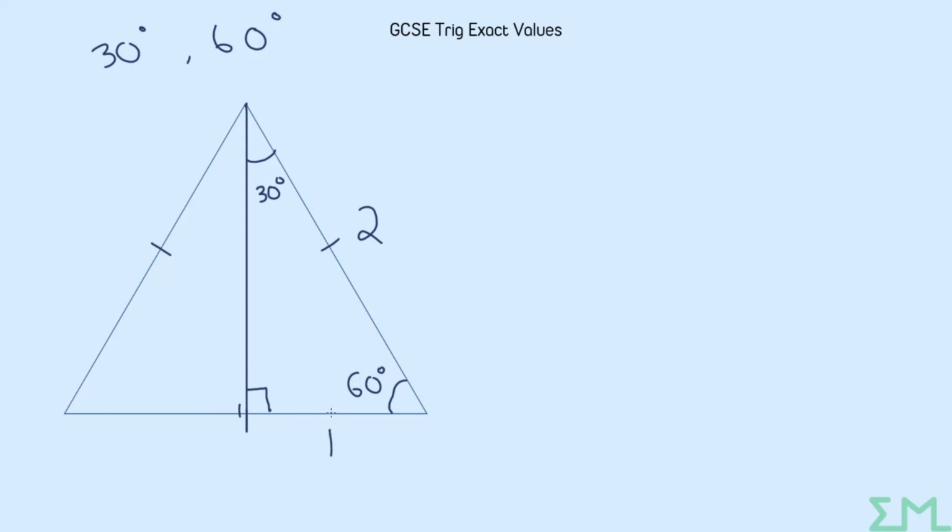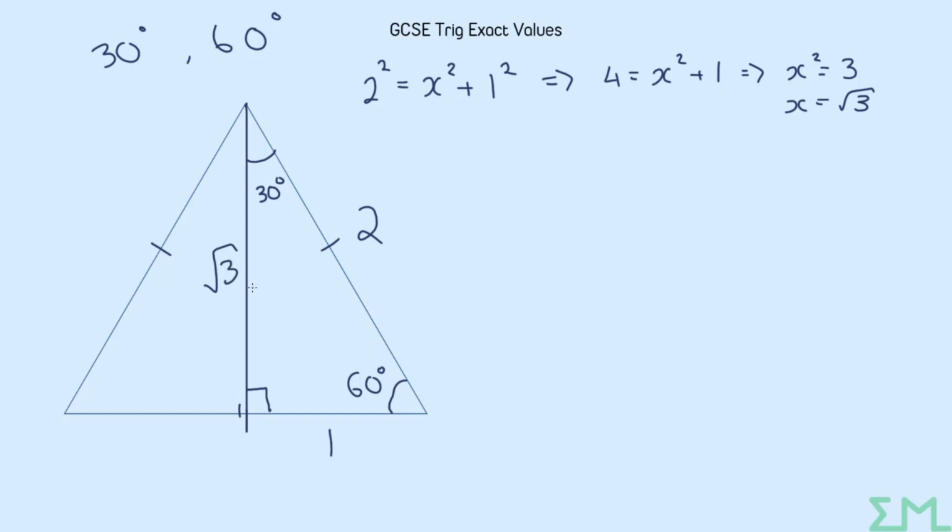And now we're going to need to use Pythagoras again to work out what the remaining side of this triangle will be. So this time we know the hypotenuse, so it would be 2 squared equals the unknown, we'll call that x squared, plus 1 squared. So that gives us 4 equals x squared plus 1. Therefore x squared equals 3, taking 1 from both sides. x equals the square root of 3. So that's the last side there, the square root of 3.